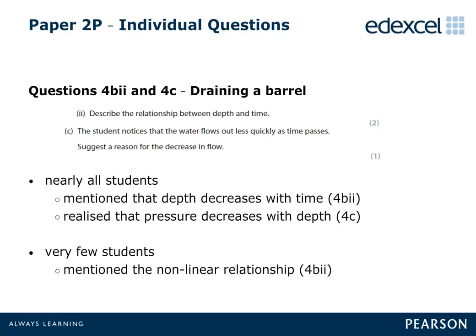The final parts of the question asked students to consider the results of the investigation. Most students gained 2 of the 3 marks available. Responses to 4B Part 2 were often incomplete. The student realized that depth decreased with time, but provided no further detail. Simple comments, such as "the relationship is non-linear," would have sufficed. Some students did give thorough answers that included the idea of a changing rate.